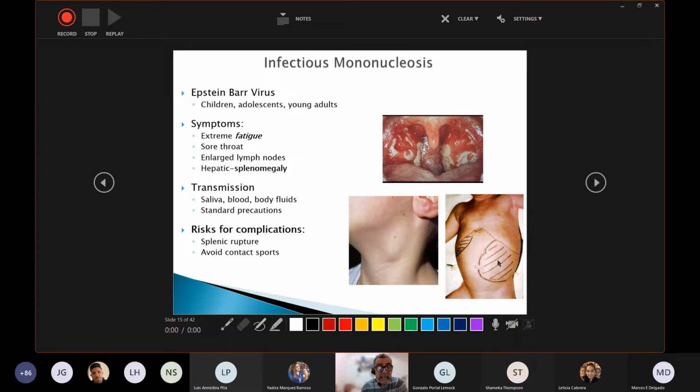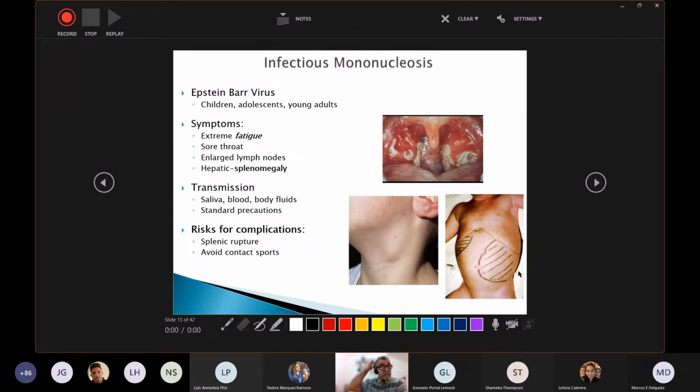But then the spleen stays enlarged for a little while. And it is a disease of children, adolescents, young adults. What are those guys doing? Running, playing basketball, etc. You understand? And then there is a risk of a splenic rupture that requires a splenectomy and emergency surgery.